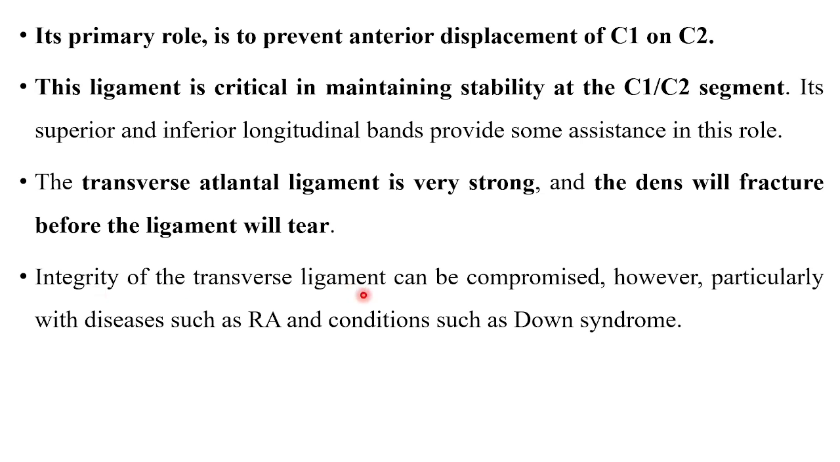The integrity of the transverse ligament can be compromised, however, particularly with diseases such as rheumatoid arthritis and conditions such as Down syndrome. In some conditions, this ligament will be getting weaker, or the ligament strength will be getting compromised, in particular conditions such as rheumatoid arthritis and Down syndrome.